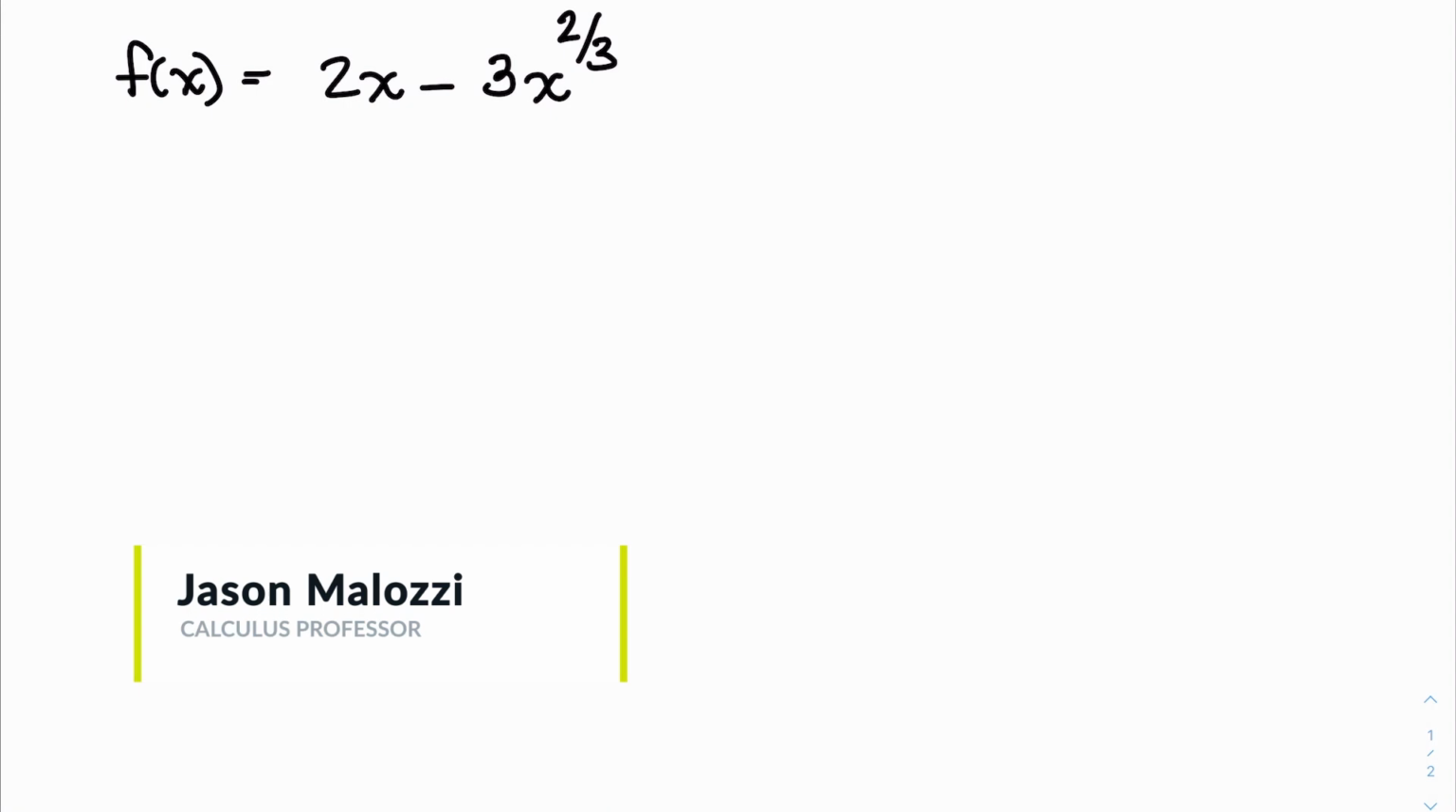Hi there, welcome back. In this video, we're going to find any inflection points that the graph of f of x equals 2x minus 3x to the 2/3 may have. And remember that the inflection point is where the graph changes concavity. And concavity, that information is found by using the second derivative. So we're going to find the second derivative of the function first, and then solve accordingly.